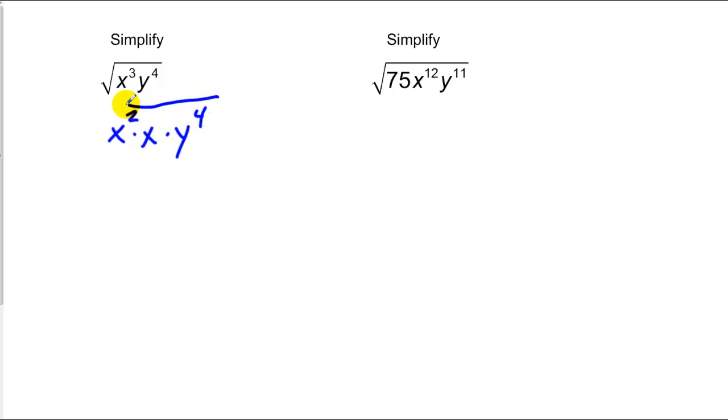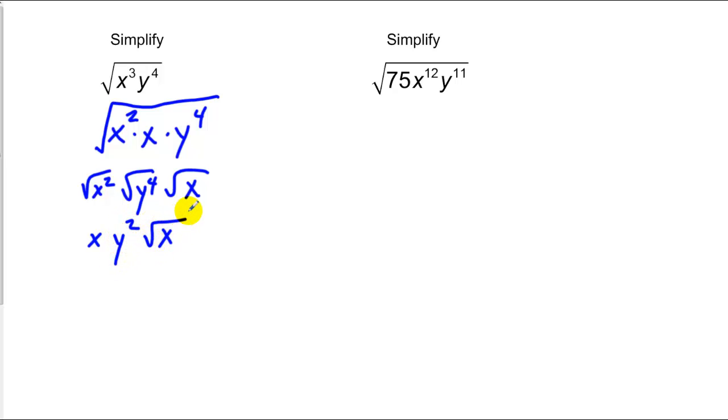So if I want, I can separate any product of factors into separate radicals. That's the square root of x squared, the square root of y to the fourth, and the square root of x. Square root of x squared is x, square root of y to the fourth is y squared, and there is no square root of x. So this is the simplified form.